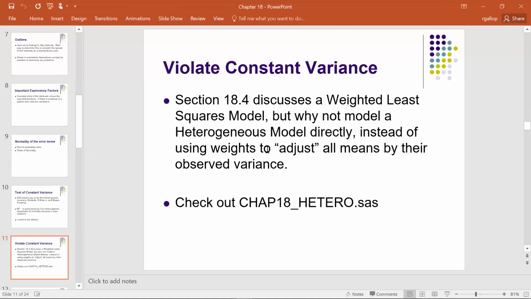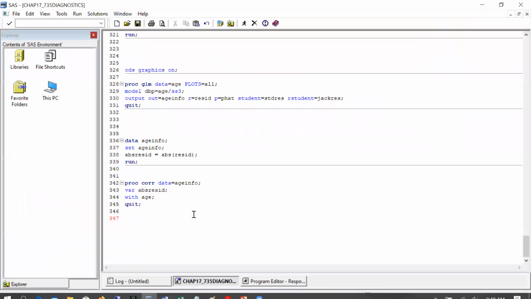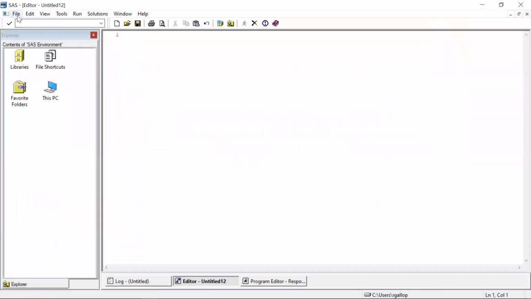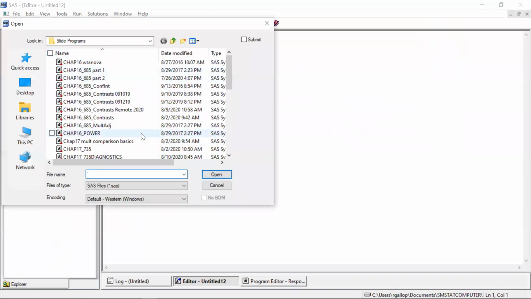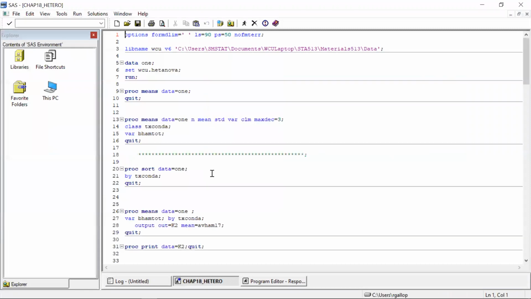Because again, in the example we just looked at with the rust inhibitor, we would need 4 separate variances to be estimated instead of 1 pooled variance. So again, we're always trying to work on that parsimony unless we have to step away from it. But I'm going to show you guys this example real quick here, this chapter 18 hetero. So when I go here, the chapter 18 hetero, I'll give you an example here. This one's a real life study.